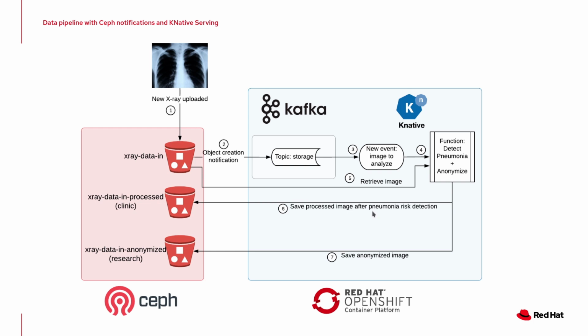Then, if this risk of pneumonia is over 80%, we consider that this is a good candidate for research. So what we do is anonymize the data, so blur some information inside the image itself, change the name of the image, and then we save it to another bucket, the bucket which will be used by the research team.